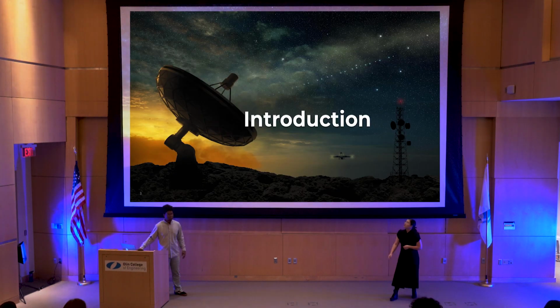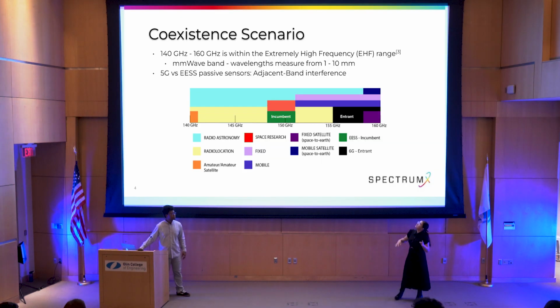So we're going to start with a little bit of introduction about the coexistence situation. Here is our scenario. We're in the 140 to 160 gigahertz range, which is in the extremely high frequency. This is also known as the millimeter wave band because the wavelengths are measured in 1 to 10 millimeters. And we are primarily concerned about adjacent band interference.